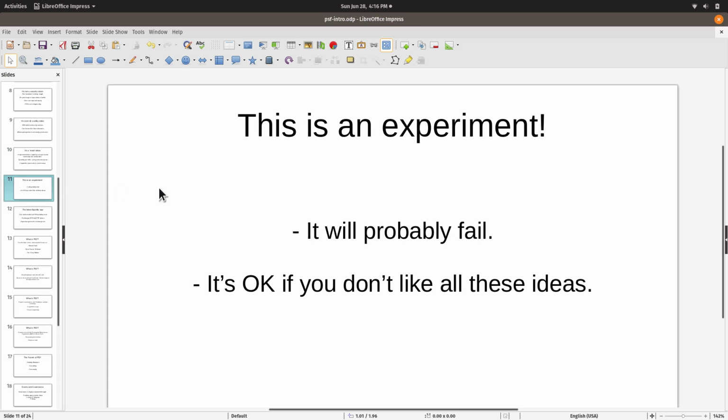The most important thing to keep in mind is that this is an experiment, and like experiments, it will probably fail, and it's okay if you don't like all these ideas. This is not intended to be taken too seriously at this point. And I can't emphasize enough that this is just an experiment. In particular, it's a software experiment.